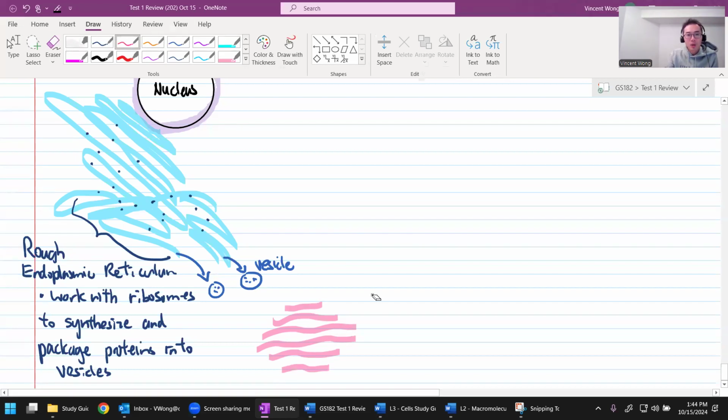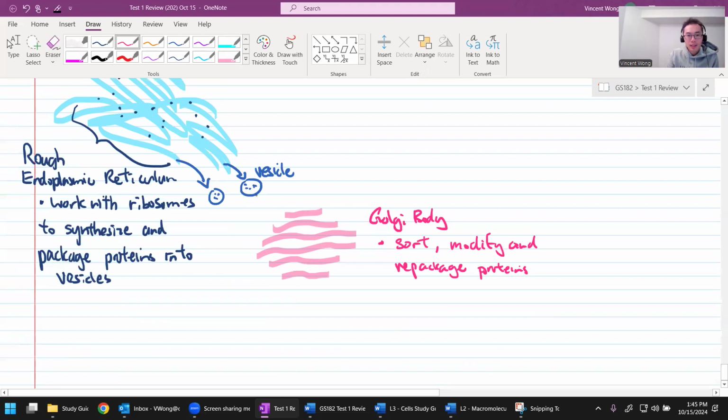So there is the Golgi body. The Golgi body is going to receive these vesicles. And what is it going to do with the proteins inside? Well, it's going to sort, modify, and repackage proteins arriving in vesicles, right? So these are going to go here, move through the Golgi body, and in the end, you will repackage them into a new vesicle.